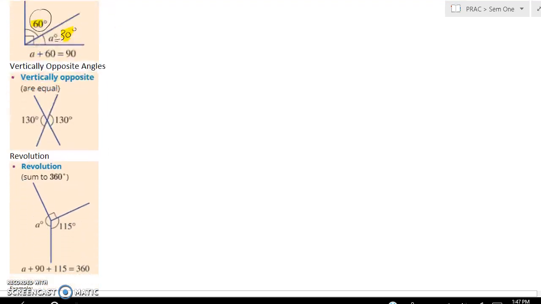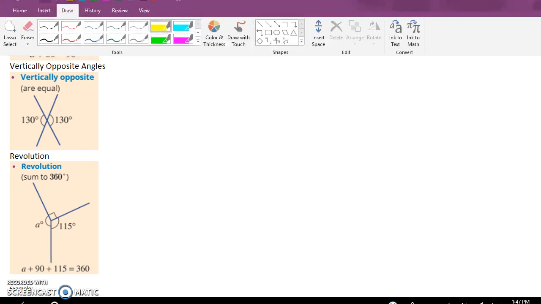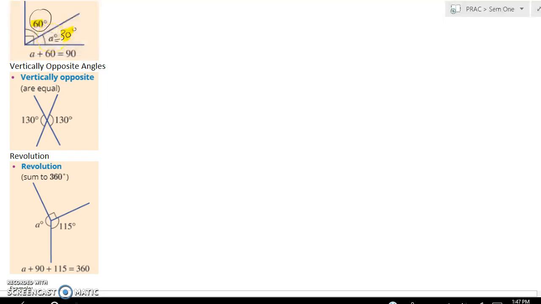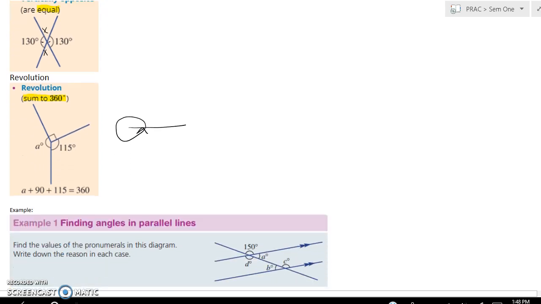Vertically opposite, again, looks like an X. So these are going to be the same. That also means that this angle here and this angle here are going to be the same. So just highlight equal. And revolution is the sum to 360 degrees. It's often represented like this, and means that all the angles have to add to 360 degrees. All right, let's jump into an example.